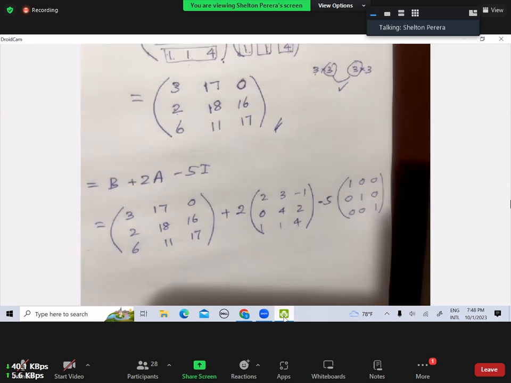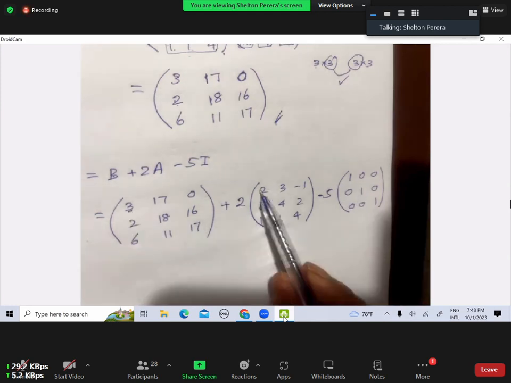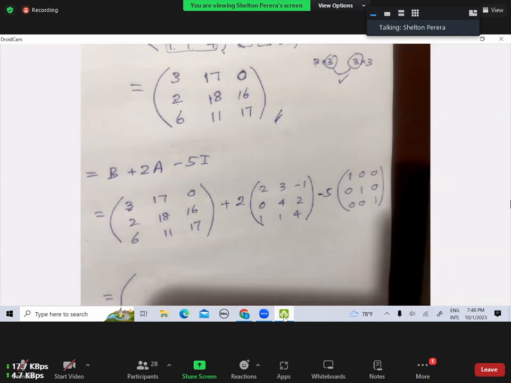Now I have to simplify this. How do you simplify? You can write it again and do it, or you can mentally do it also. First entry of this whole thing would be 3 plus 4, 7 minus 5, 2. But anyway, let me write it out. That's time consuming.